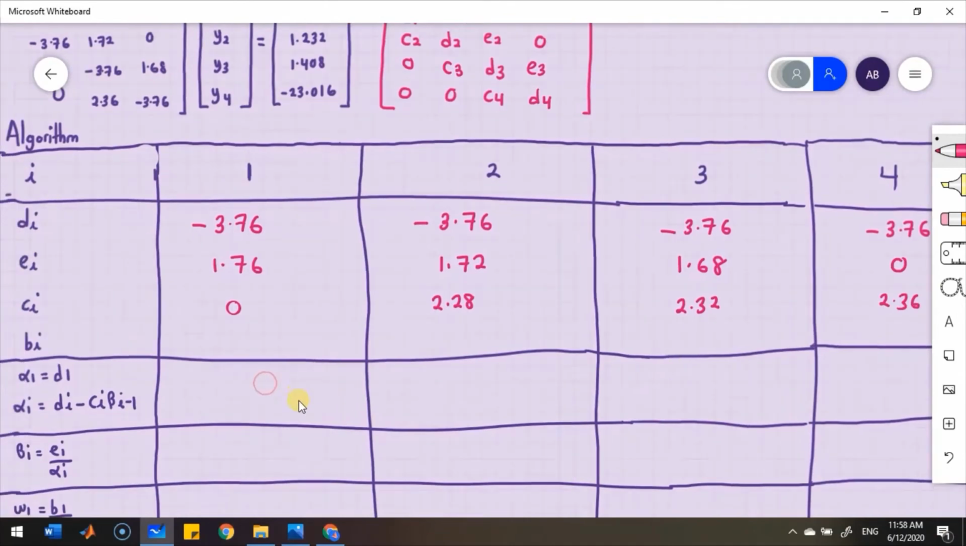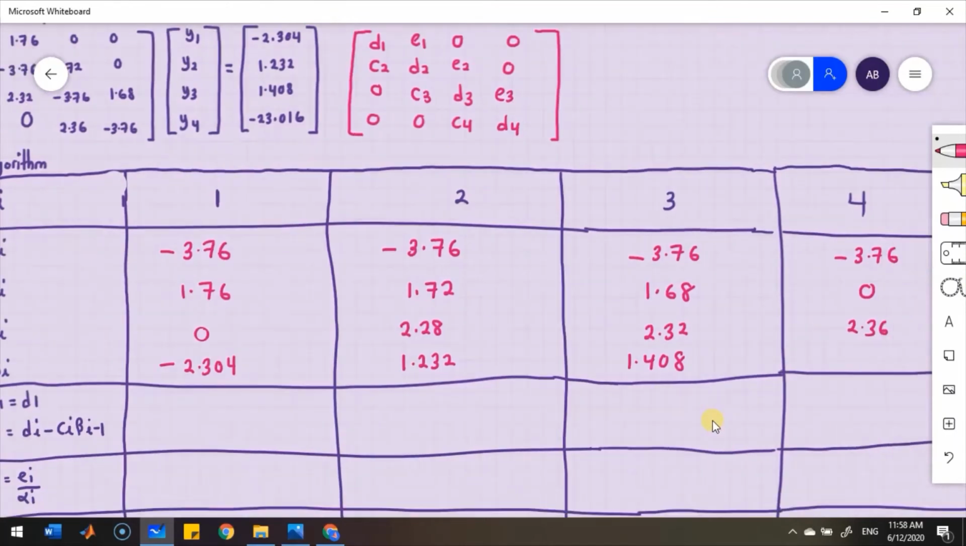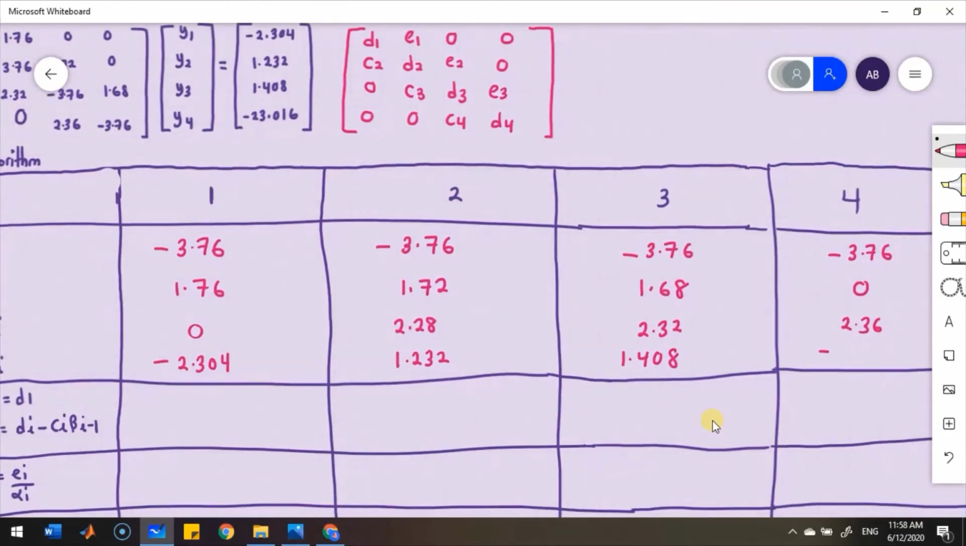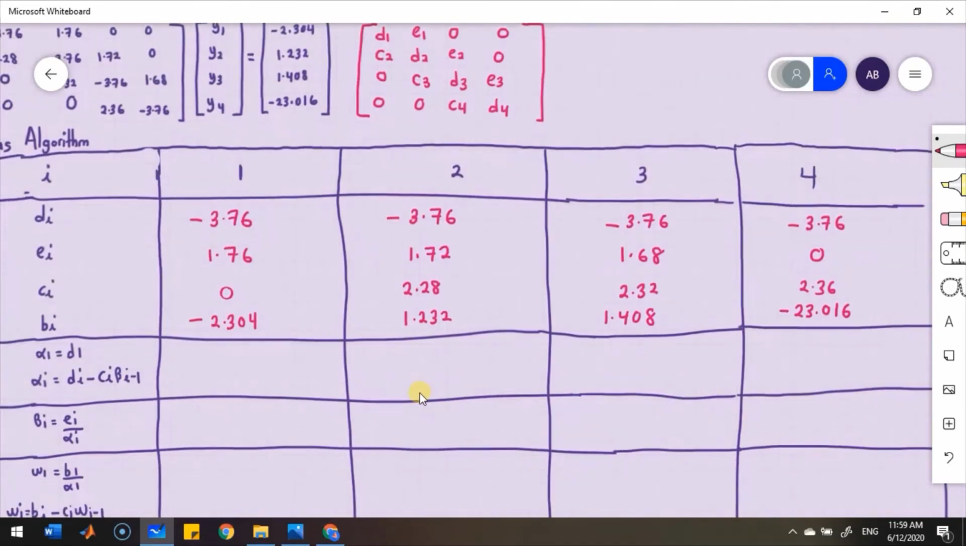2.32 and 2.36. Okay, and then what are my B's? Okay, I know what my B's are. These are all my B values. So I have -2.304, 1.232, 1.408, and -23.016. Okay, so I've obtained all the first row or the elements in part A.